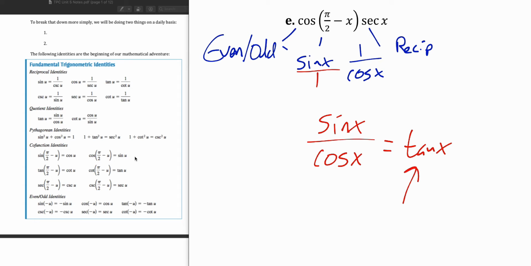And again, that's just using a reciprocal identity. Oh, sorry, not reciprocal. Goodness gracious. That's a quotient identity.